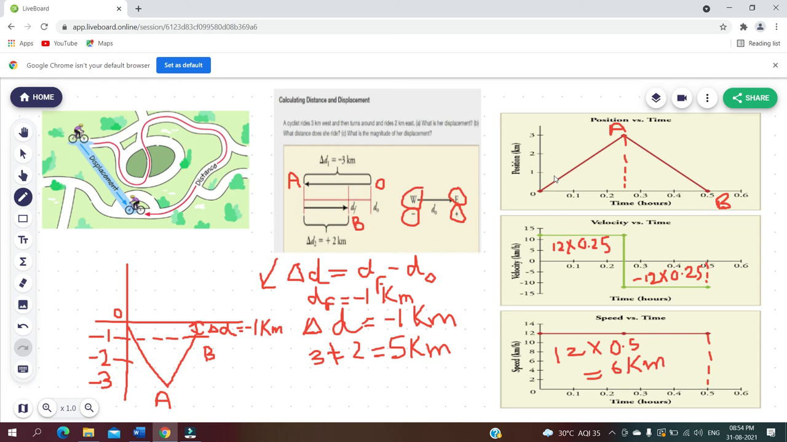So total distance traveled will be 6 kilometers. From O to A it has traveled 3 kilometers. From A to B it has traveled 3 kilometers. Total distance is 6 kilometers. But from O to B, net displacement will be 0. So net displacement in this case is 0, while the distance here is 6 kilometers. In the speed-time graph, it will remain positive for the entire interval from 0 to 0.5.